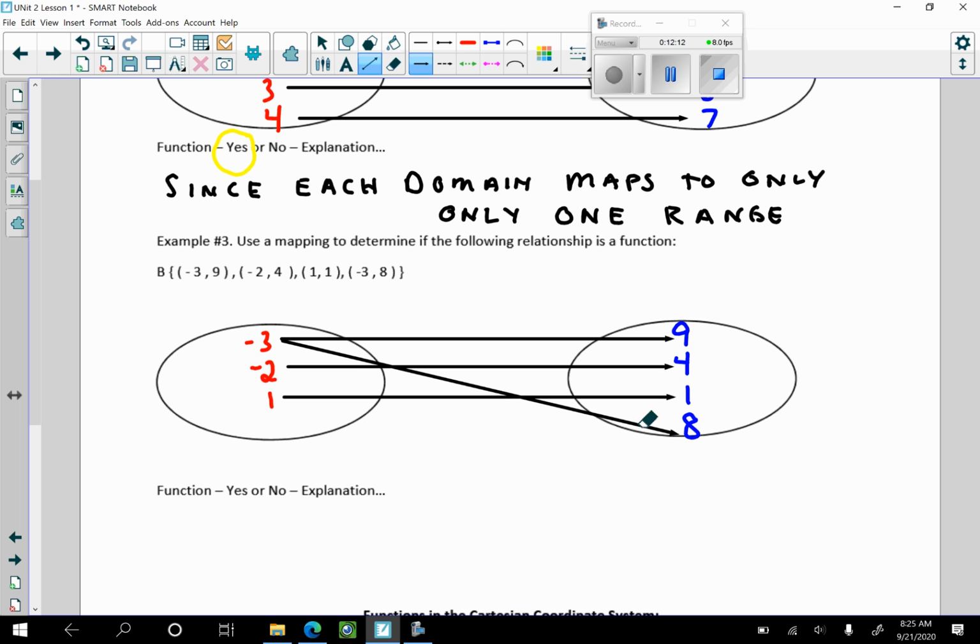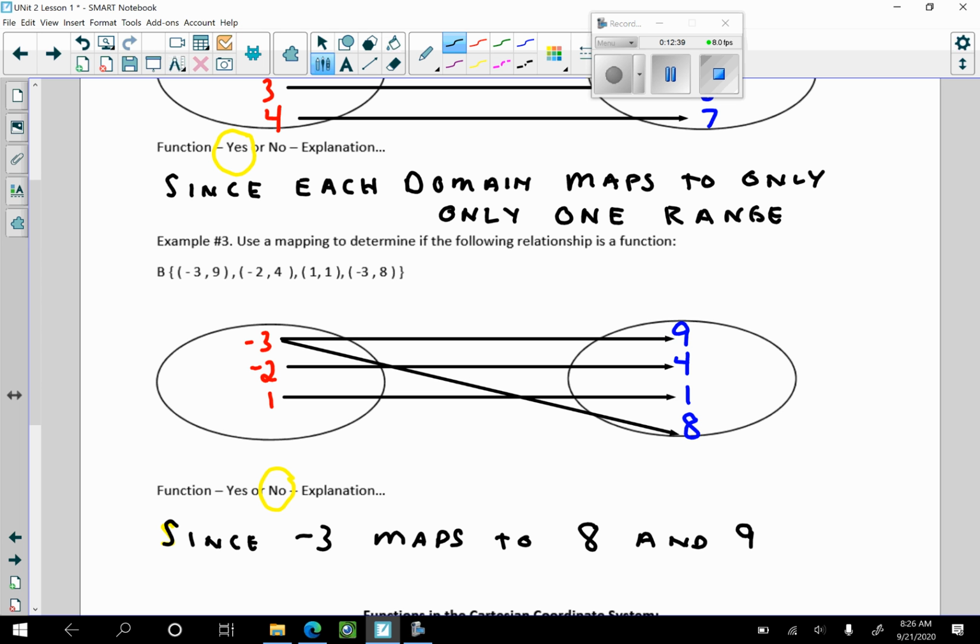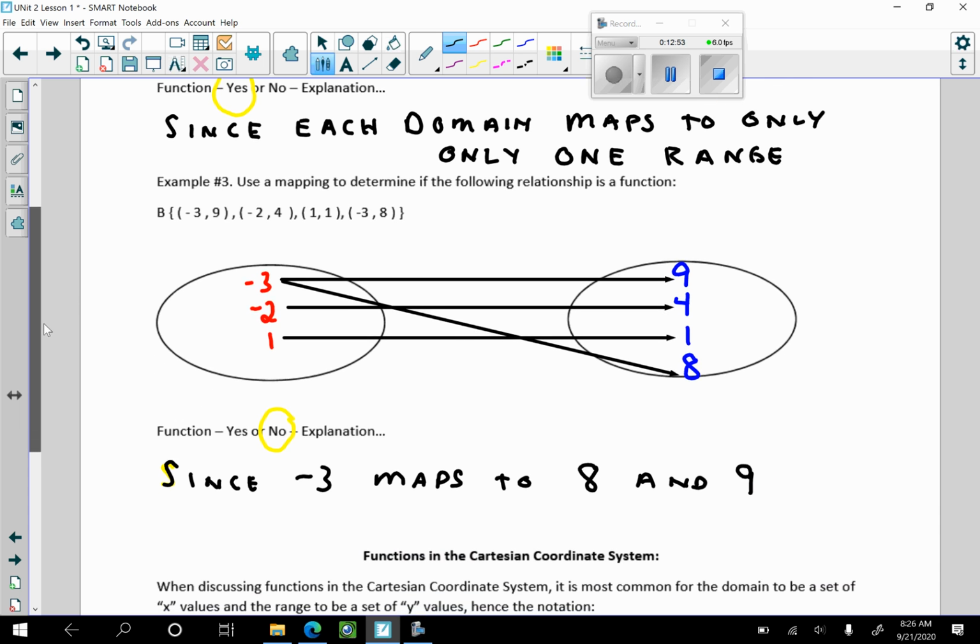So this guy is not a function. And our explanation here is since -3 maps to 8 and 9. And when we do a graphical representation on the XY coordinate axes, it's going to be much easier to see what a function is or is not. So moving right along.